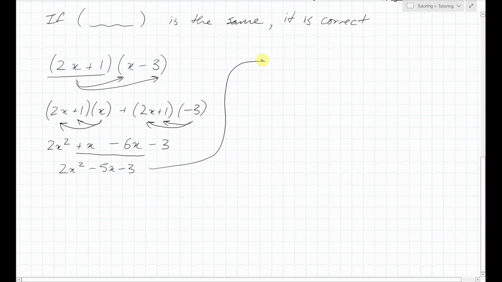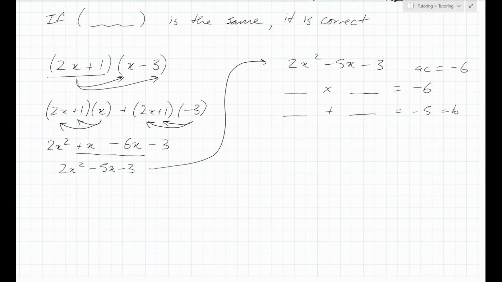So let's take that same one, 2x squared minus 5x minus 3, and let's do the previous thing we did. What two numbers multiply to get a times c? And we have a is 2 and c is negative 3. So our a times c is negative 6. So what two numbers multiply to get negative 6, and those same numbers add to get our b? And our b is negative 5.